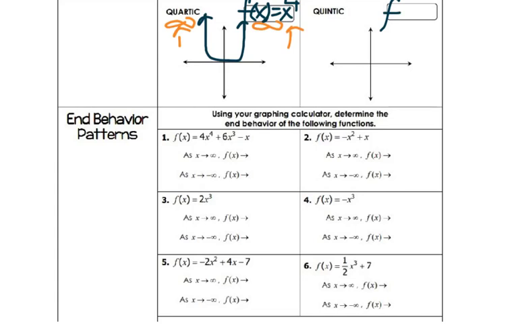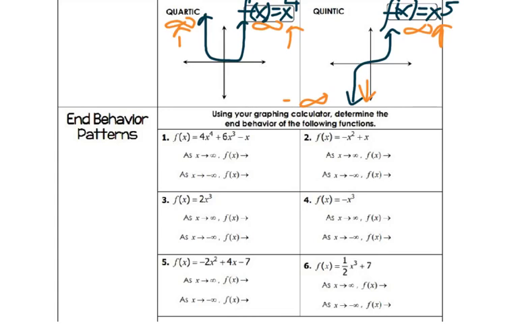Quintic is f of x is equal to x to the power of 5. And it's going to look very similar to x cubed, but we're going to get it more flat around the origin. And the end behavior, one end is going to negative infinity, the other one's going to positive infinity. So it's going down and up. So we're looking at ends. That's what the end behavior is, and that brings us to the next section, to examples 1 through 6. And I would like you to use Desmos if you don't have a graphing calculator at home.